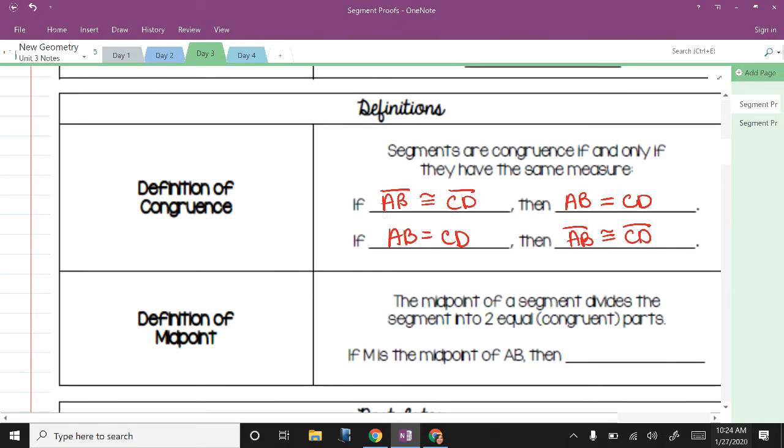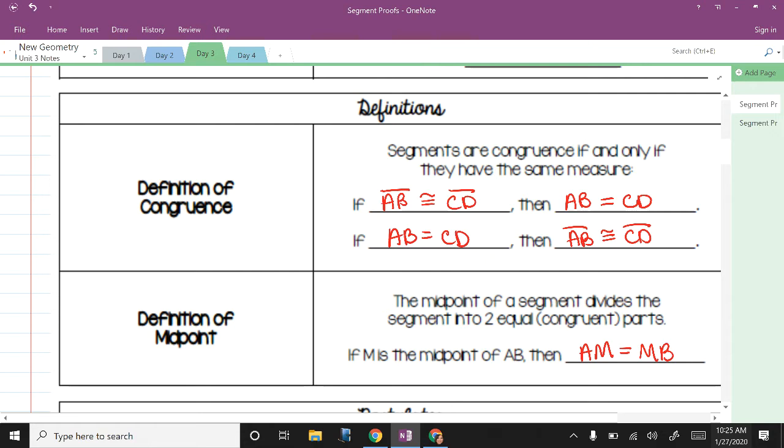We also talked about in Unit 1 the definition of a midpoint. Somebody tell me something you remember about a midpoint. It's bisecting a segment, right? What's another way to think about a midpoint? It's the point in the dead center of a segment, right? It's equidistant on both sides, right? So the midpoint of a segment divides the segment into two equal or congruent parts. If M is the midpoint of AB, then the length of AM equals the length of MB.